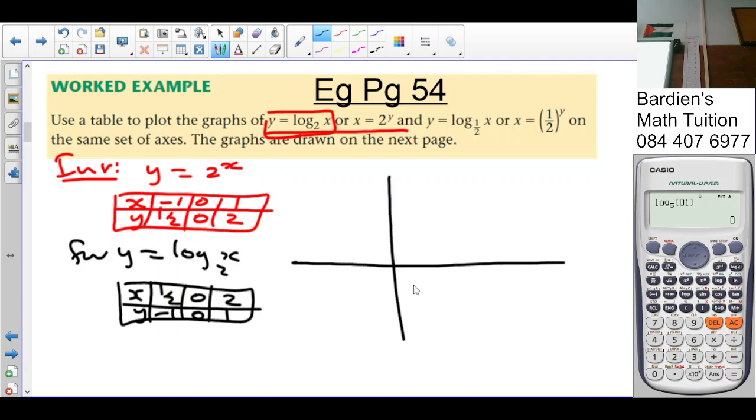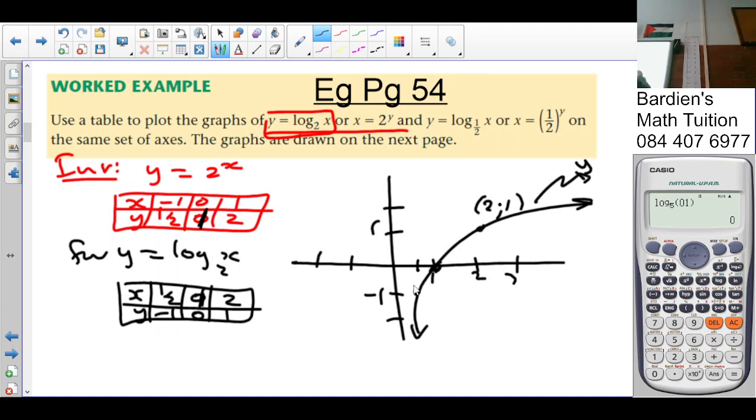So we got the half, 1, 2, 3. So x is half, y is negative 1. If x is 1, y is 0. If x is 2, y is 1. So there is the one graph. That is your graph y is equal to log x base 2. You all okay with that?